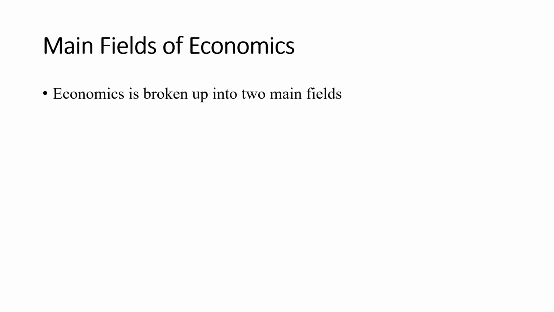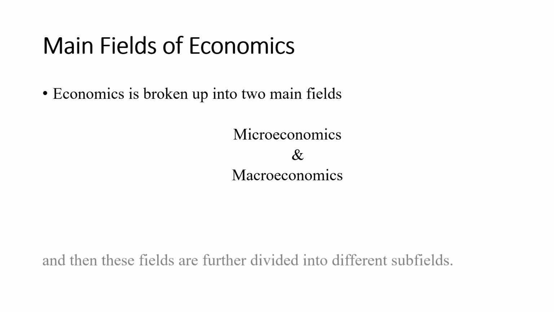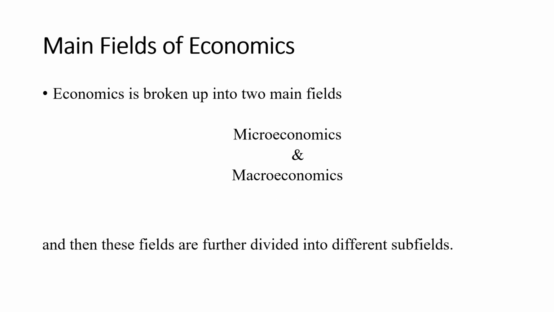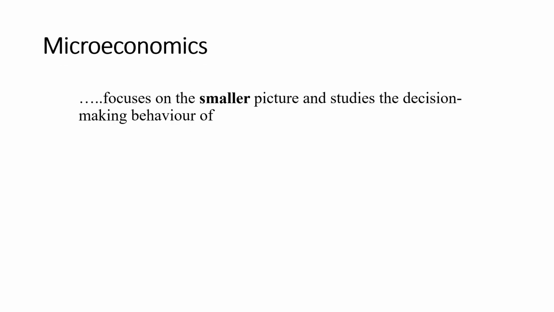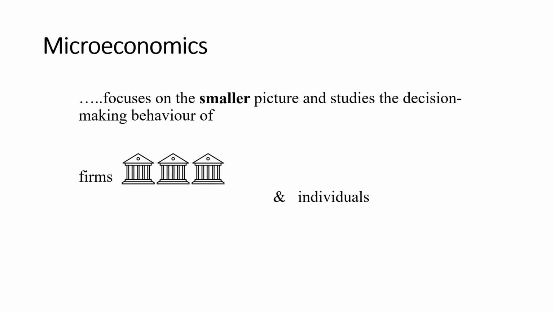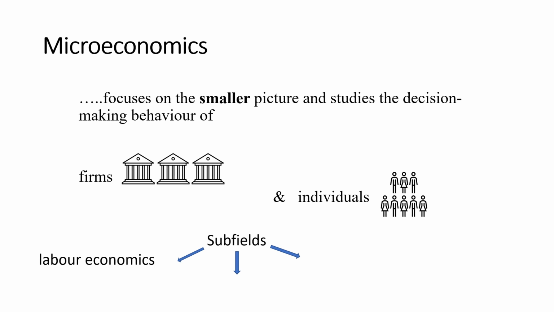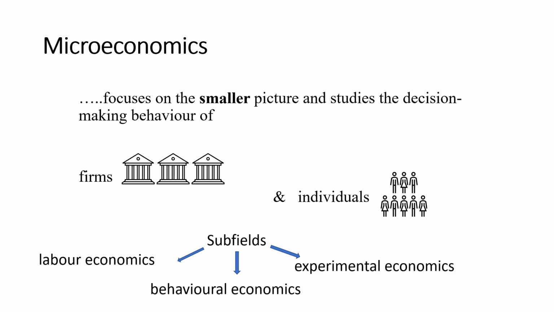Economics is broken up into two main fields: microeconomics and macroeconomics. And then these fields are further divided into different subfields. Microeconomics focuses on the smaller picture and studies the decision-making behavior of firms and individuals. It's also divided into subfields like labor economics, behavioral economics, and experimental economics.